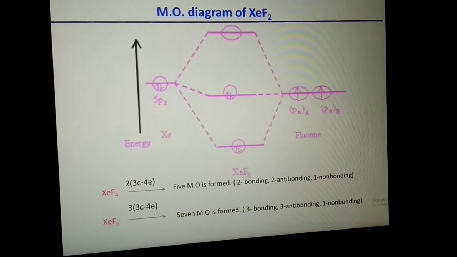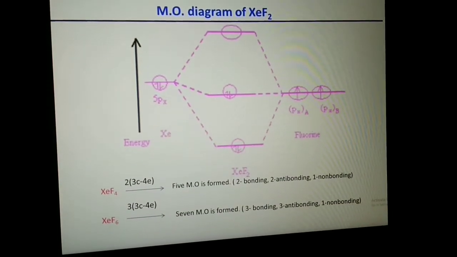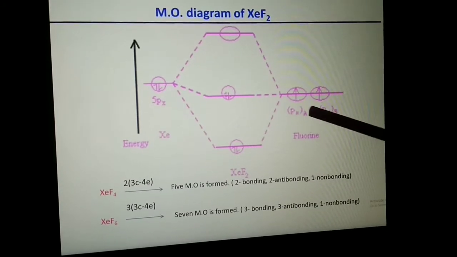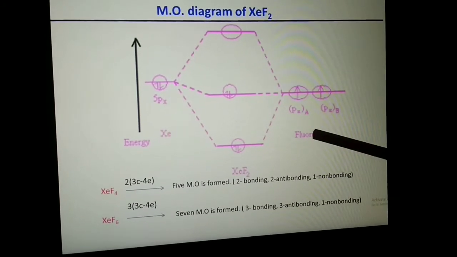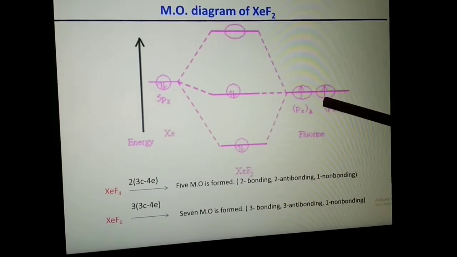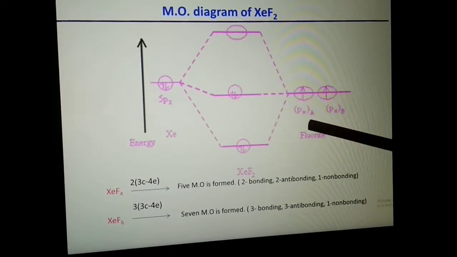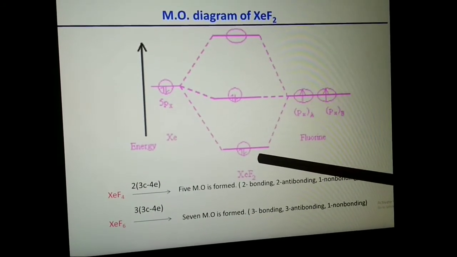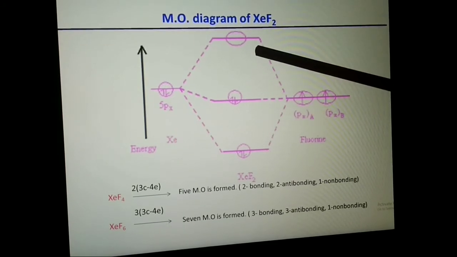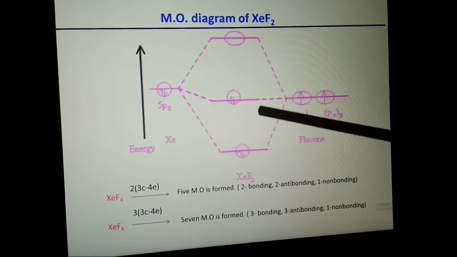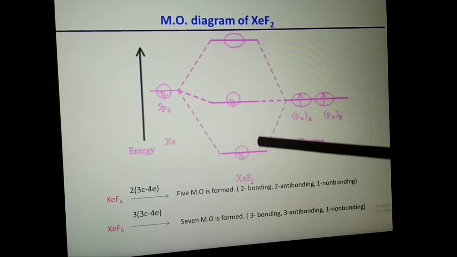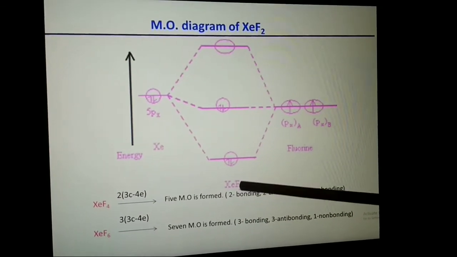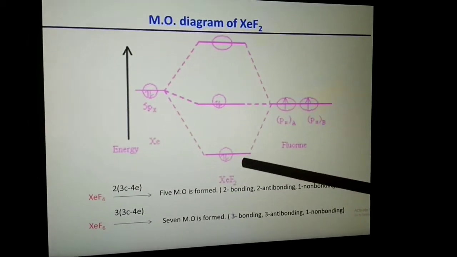And this is the MO diagram of the XeF2 molecule. Here this is the atomic orbital of Xe, and this is the atomic orbital of the fluorine. The electronegativity of the fluorine is higher than that of the Xe. Now the XeF2 forms three molecular orbitals. One is bonding, one is non-bonding, and one is anti-bonding. The bonding and non-bonding molecular orbitals possess the electrons. And here basically a 3C-4E bond is formed, one 3C-4E bond is formed.